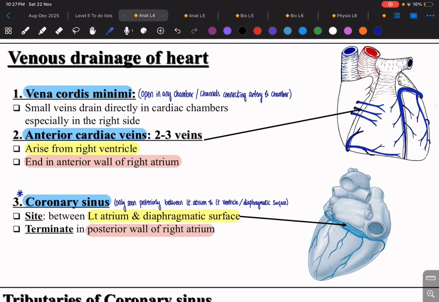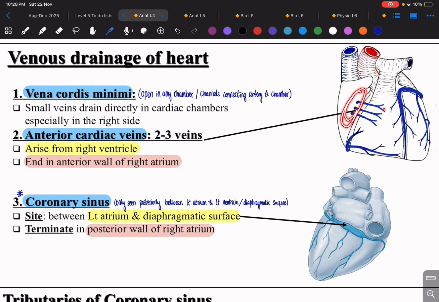But then we have the anterior cardiac veins. Where do they come from? They arise from the right ventricle. And where do they go? They terminate in the anterior wall of the right atrium.